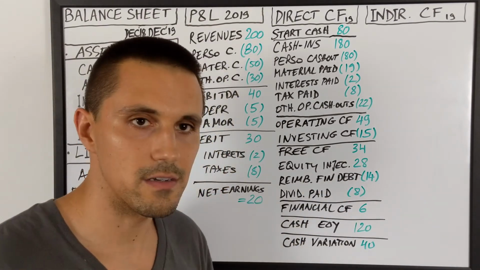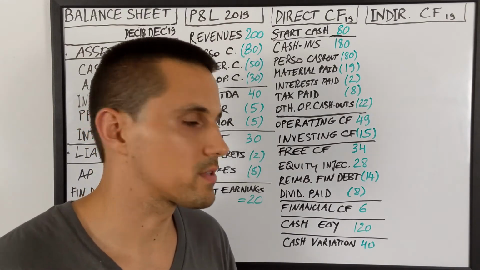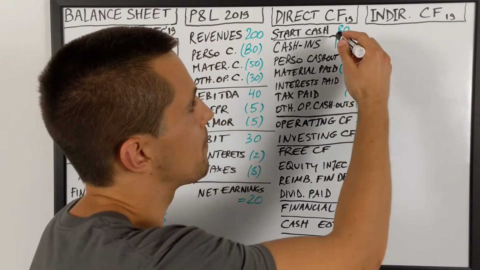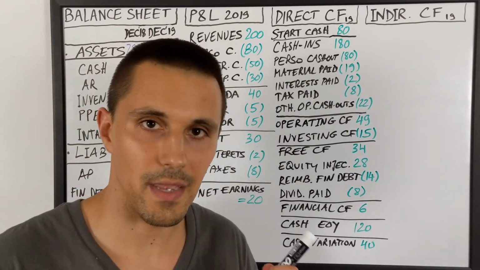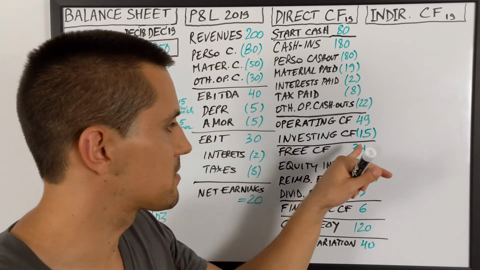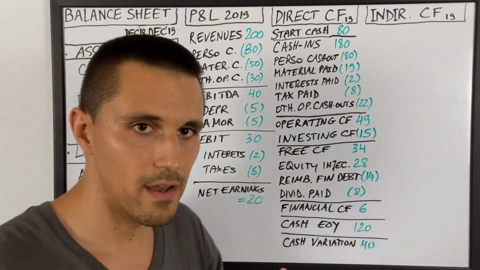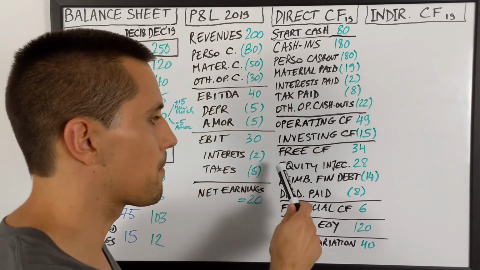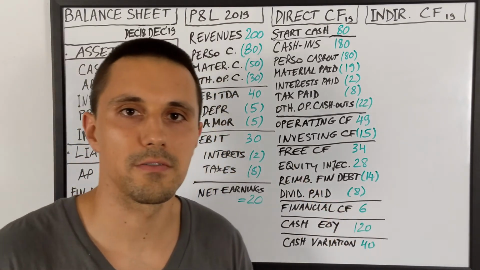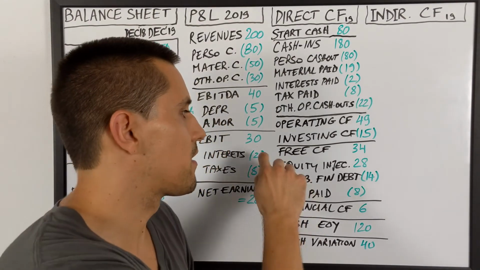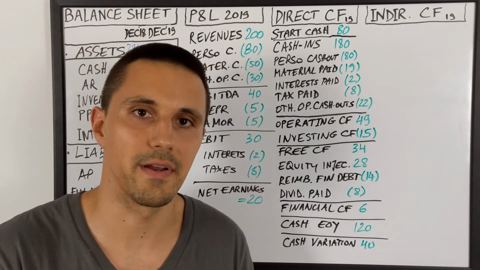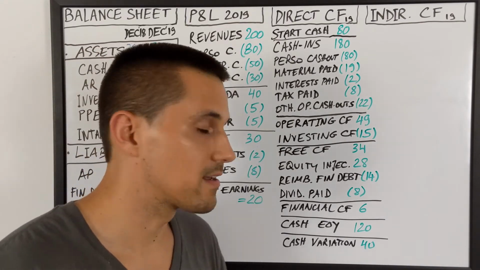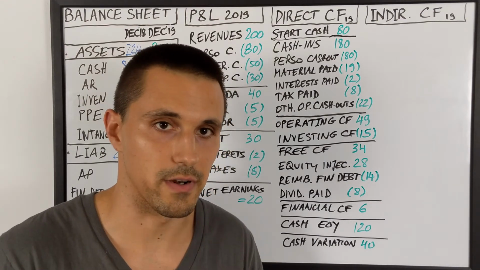The cash variation only tells you what happened with the cash. We had a starting cash of 80 and a cash end of year of 120, so my cash went up by 40. But it doesn't mean that I have generated 40 because I only generated 34. Inside the cash variation you also have all kinds of inflows, for example capital injection, reimbursements of debt and all these kinds of things which are not calculated in the generation or in the burn of cash. So that's very important. Keep that in mind. Cash variation is not cash generation.